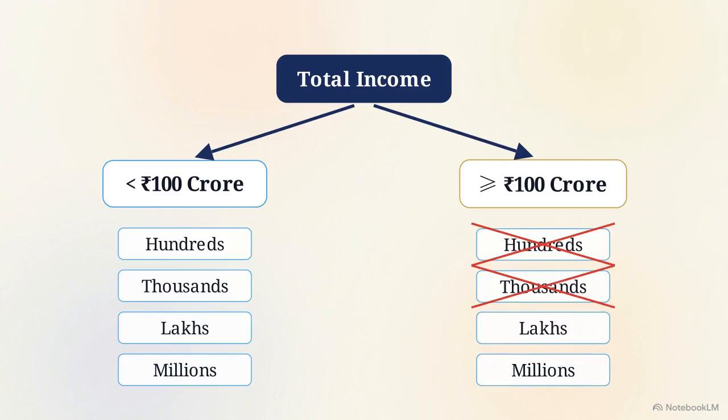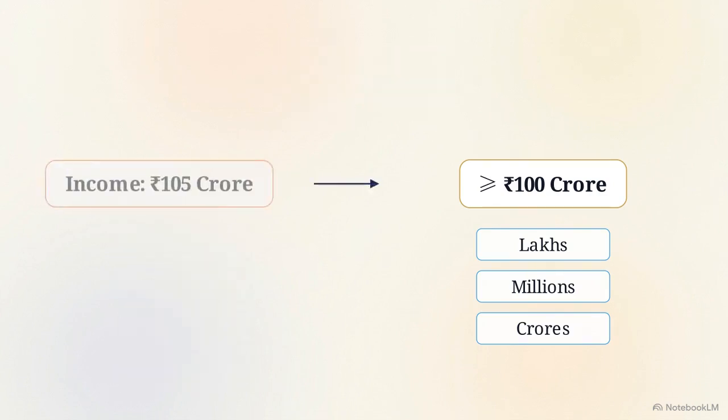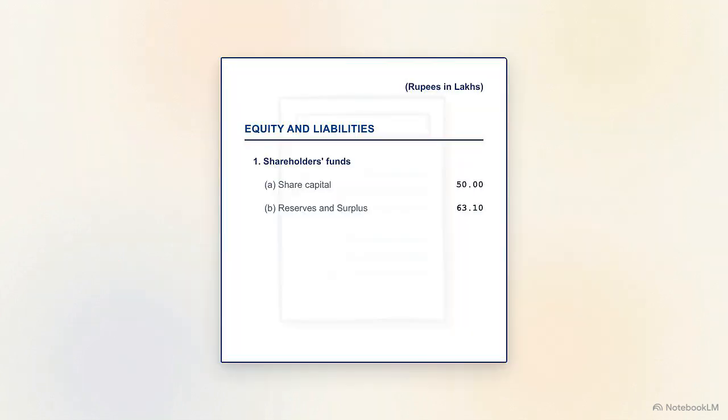If the total income reaches 100 crores or more, your options are restricted. You must round to the nearest lakhs, millions, or crores. If a company has 105 crores in income, rounding its balance sheet to the nearest thousands violates the Schedule III threshold. Because 105 crores crosses the upper threshold, thousands is no longer an allowed metric. To maintain compliance, you must select the correct unit of measurement and apply it uniformly across the entire financial statement.